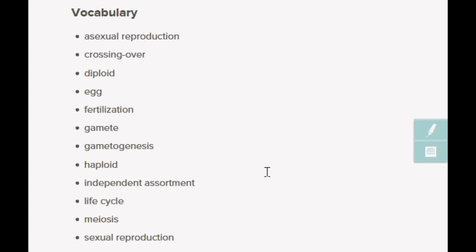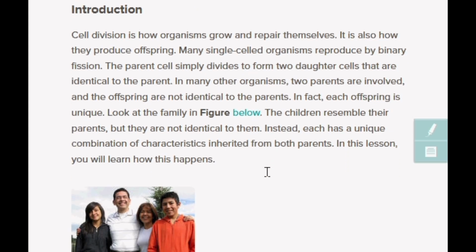Introduction. Cell division is how organisms grow and repair themselves. It is also how they produce offspring. Many single-celled organisms reproduce by binary fission. The parent cell simply divides to form two daughter cells that are identical to the parent. In many other organisms, two parents are involved, and the offspring are not identical to the parents. In fact, each offspring is unique.